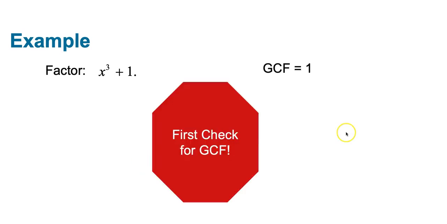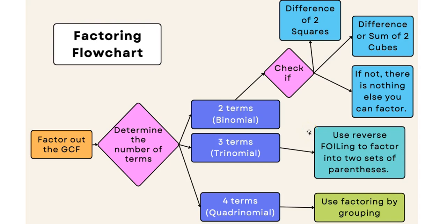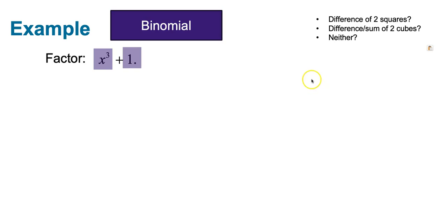Let's do an example. First, we must check for the GCF. The GCF is 1, so we can proceed. We're asked to factor a binomial. Remember the factoring flowchart? Once checking for the GCF, then you determine the number of terms in your polynomial. If you're a binomial, you check if it's a difference of two squares, difference or sum of two cubes, or neither. What do we have? Since we see that cube, it definitely cannot be two squares. Is it two cubes? Yes. And it's the sum of two cubes since there's a plus in between.